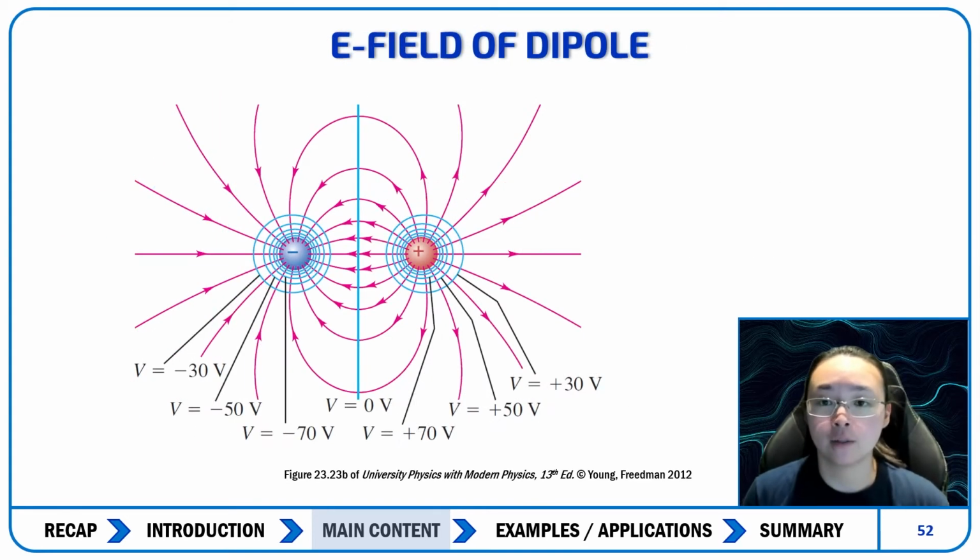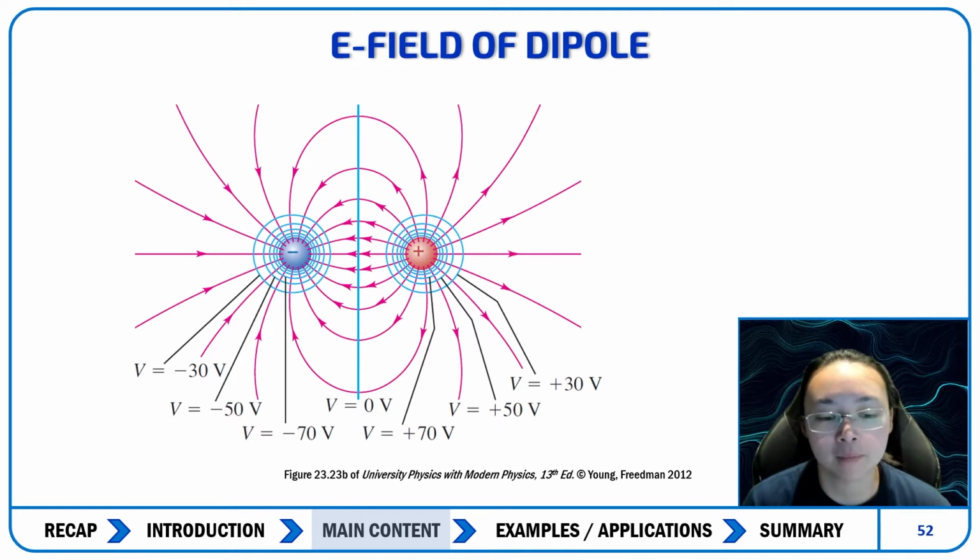Now let's take a look at the electric field of a dipole and how we can represent those equipotential lines. We know what the equipotential lines look like for each individual point charge, for a negative point charge and for a positive point charge. As we get closer and closer to the center, the equipotential lines should get closer together because the magnitude of the electric field increases. So that makes sense. And as we go out, they should be spread farther apart.